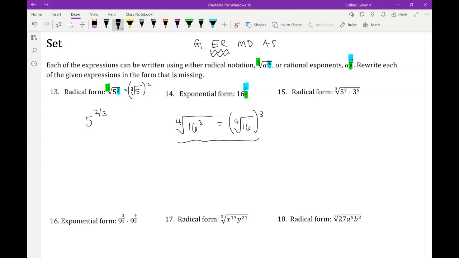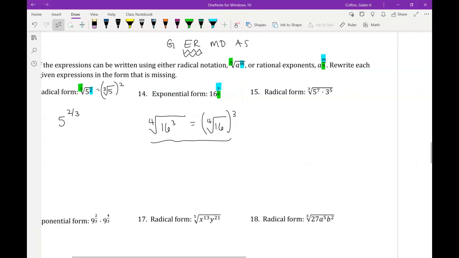Okay, oh, this one, number 15, so much fun. So in radical form, I would probably want to take this one step at a time, and I would want to just start with that index of 3, and I would write this as like 5 to the 7th times 3 to the 5th, and then remember that when I have the cube root, so my index of 3, I could think of that as to the 1/3 power.